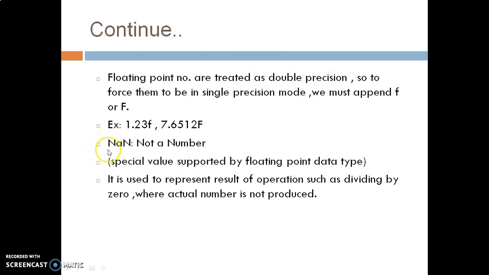Now when I am talking about NaN, not a number, this also you will get in floating point. Java gives you this facility. It is used to represent a result of operations such as dividing by 0 where an actual number is not produced, and it comes under the category of NaN, that is, not a number.